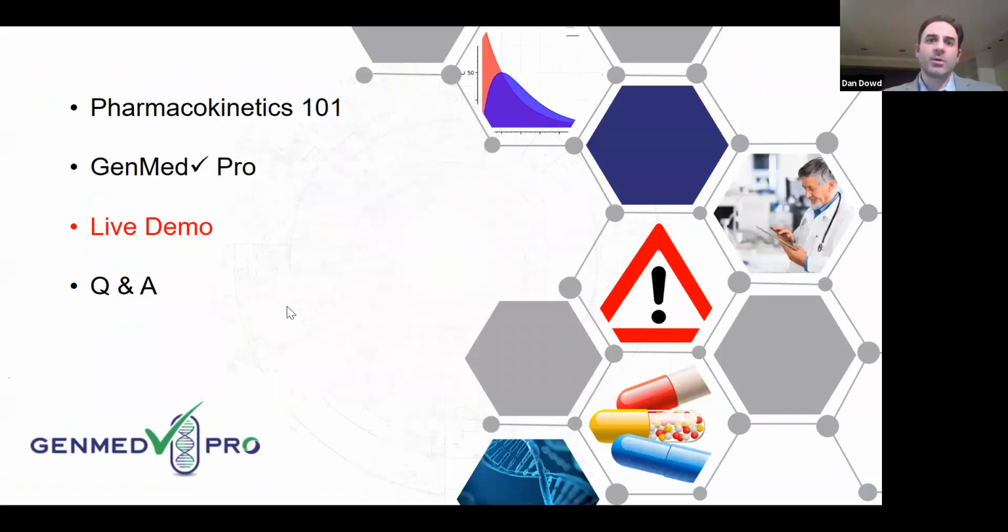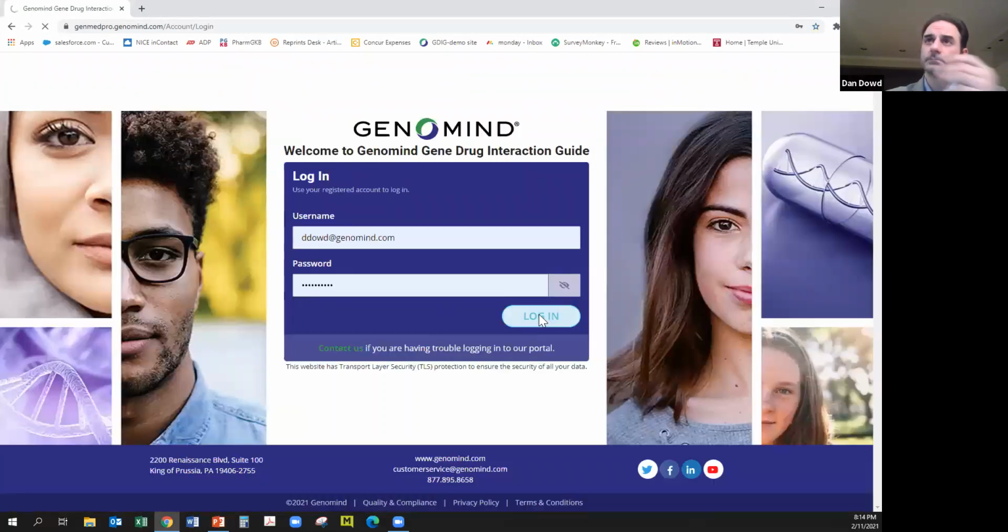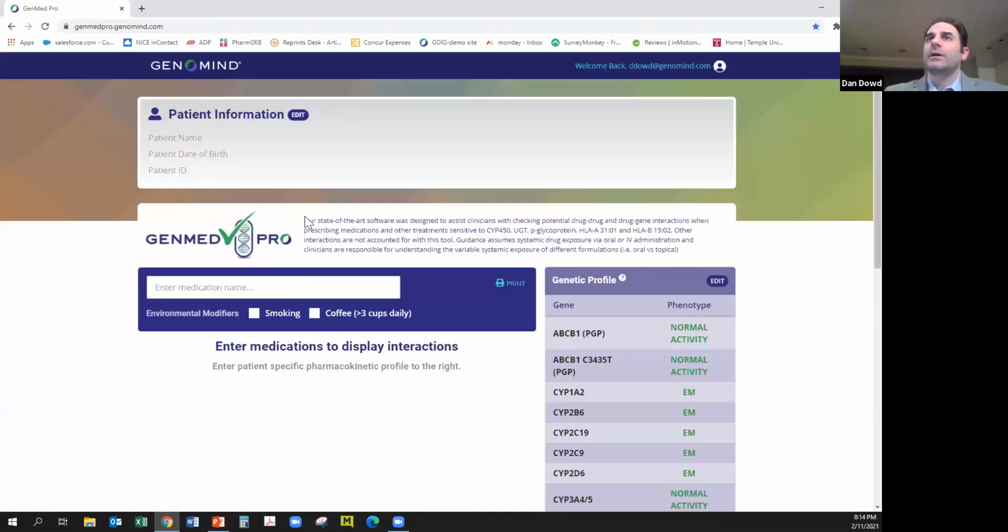So now is a time where we will switch gears. I'll show you what this tool looks like. I'll do a live demo. I'll put some common medications in there. And then we'll do some Q&A and see if everything makes sense to everyone. So I am going to stop sharing here for a second. And I think I timed out, so let me reload this program. Okay, so this is it.